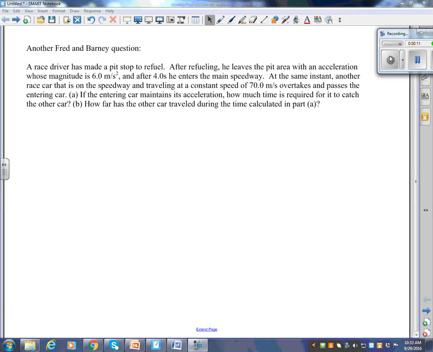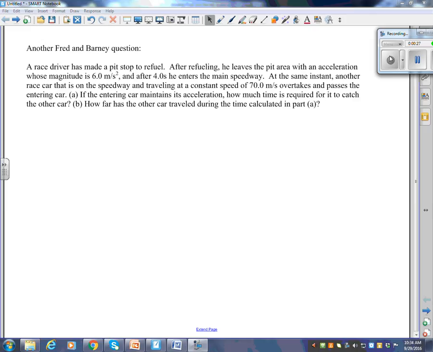At the same instant, another race car that is on the speedway and traveling at a constant speed of 70 meters per second overtakes and passes the entering car. If the entering car maintains its acceleration, how much time is required for it to catch the other car, and how far has the other car traveled during the time calculated in part A?